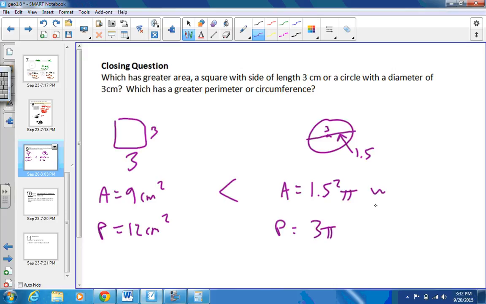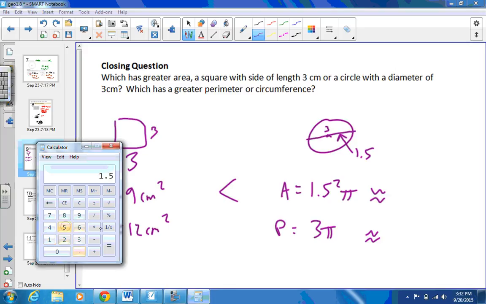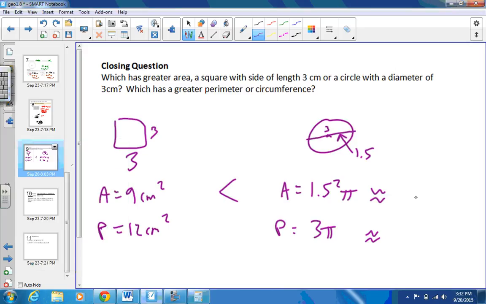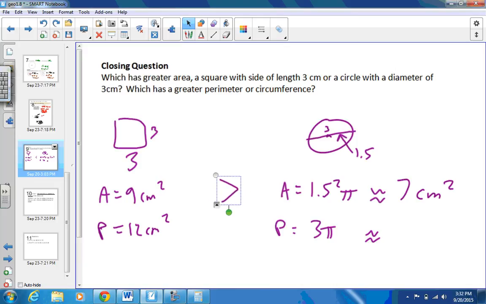And I'm going to use a calculator to check this. So 1.5 squared would be 1.5 times itself. And that's 2.25 times pi. Right now I'm just going to use 3.14 in this one. But that'll give me about 7. So this one is not bigger. So the area of the square is bigger.